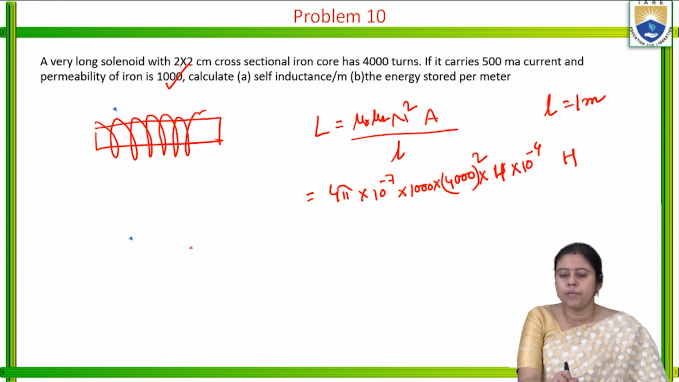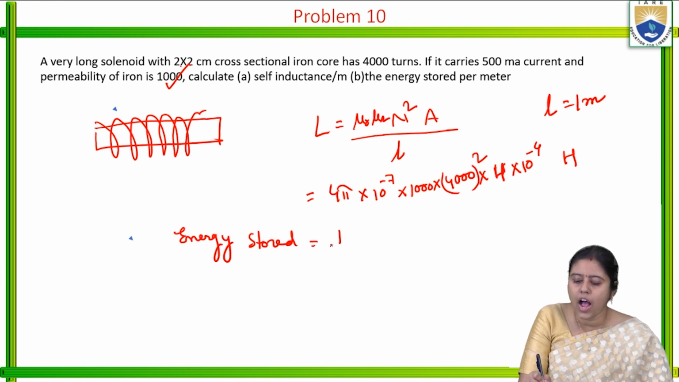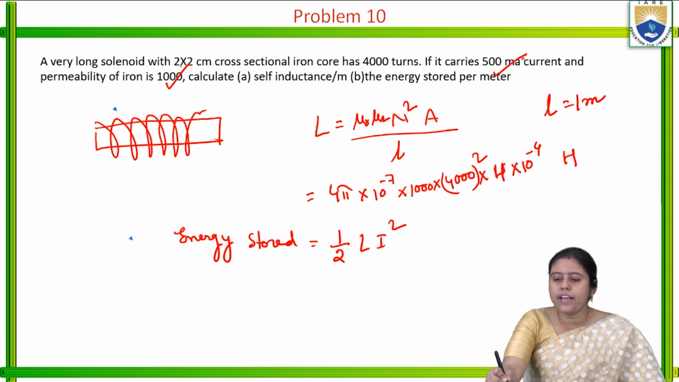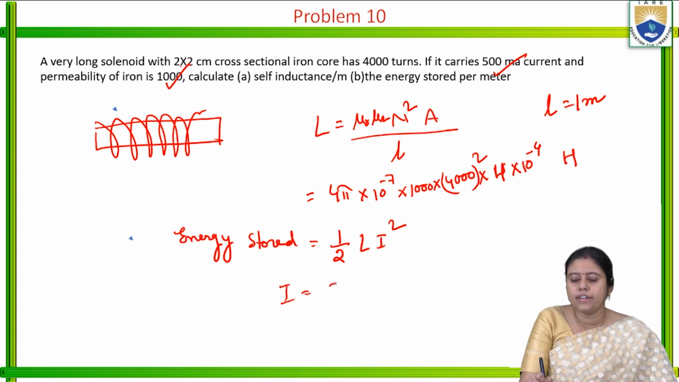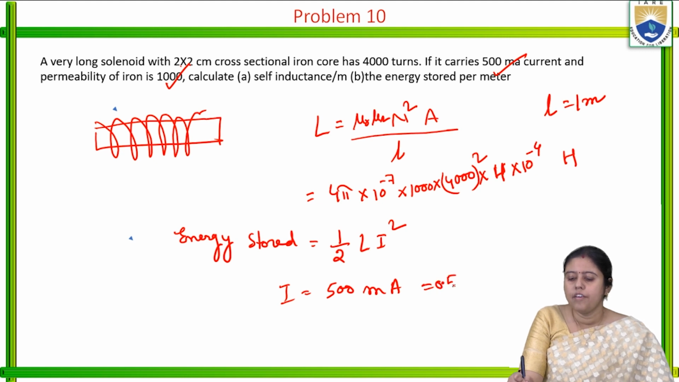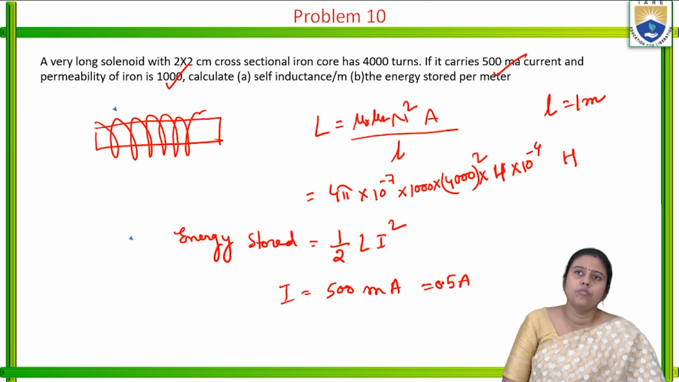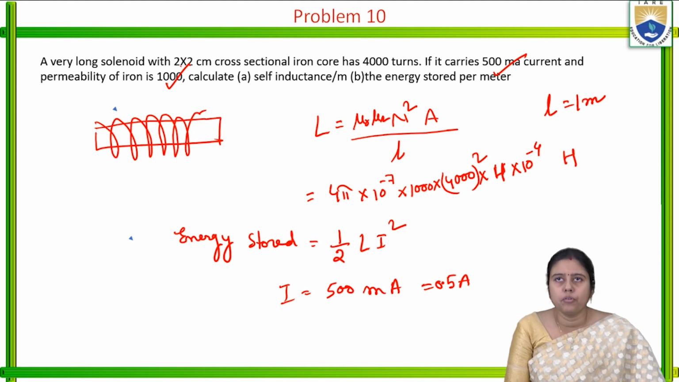So what is the energy stored? Half L I square. So L we will get, I is equal to 500 milliampere, which is equal to 0.5 amps. If we put the values, we will get the value of the energy. So this is problem number 10, and up to this are the problems of the question bank.